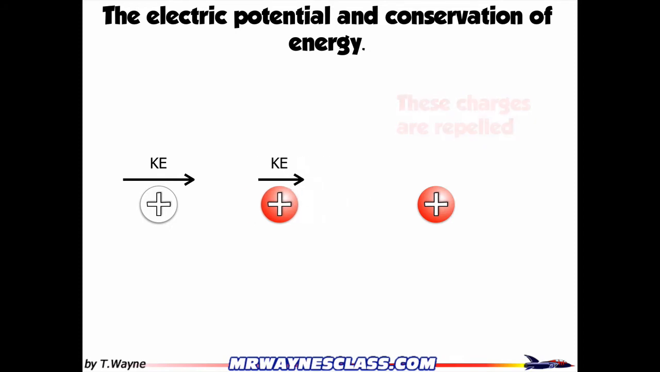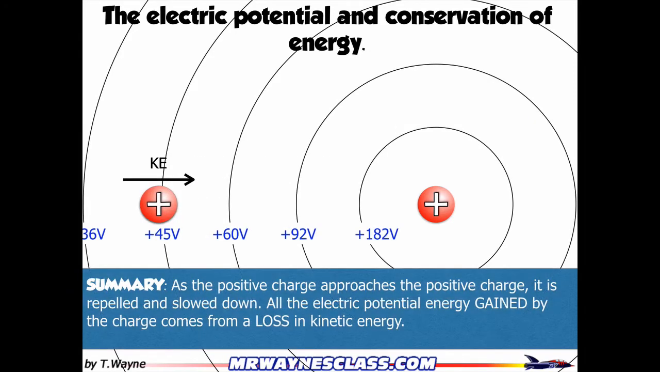And when I lose kinetic energy, that energy has to go somewhere, and that energy is going into the actual field. So what we do when we look at this, we look at this as potentials. Each one of these circles has the same potential. The one that says positive 182 V, that's volts, that potential is the same everywhere on that line. Plus 92 volts is the same everywhere on that line. So these are equipotential lines.